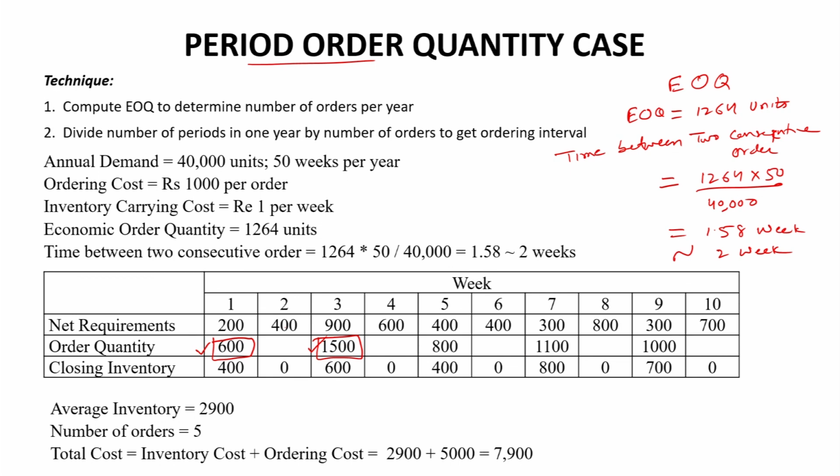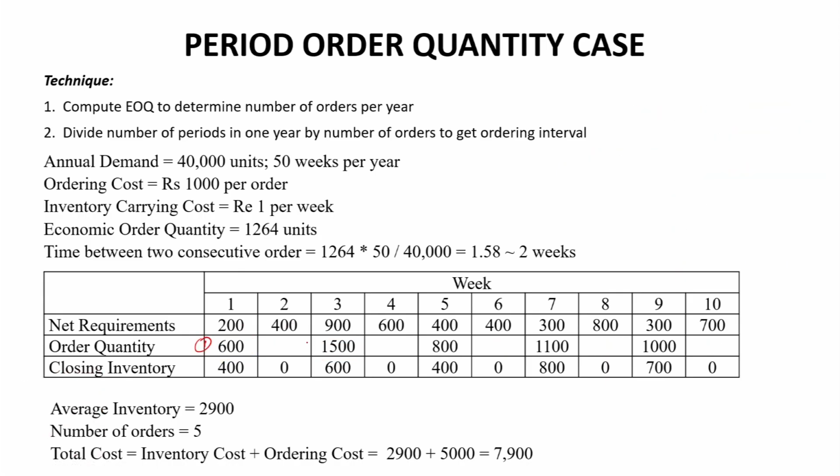So, in the same manner we can calculate: no order is placed here, no order is placed here, and we can find out the inventory available at the end of each period. So, 600 units were ordered here, 200 was demand. So, 400 is the remaining, 400 minus 400 is 0. So, like this we can work out. How many orders have we placed? 1, 2, 3, 4, 5 orders are placed in this case. So, number of orders 5 into 1000 is equal to 5000. So, 5000 is my ordering cost.